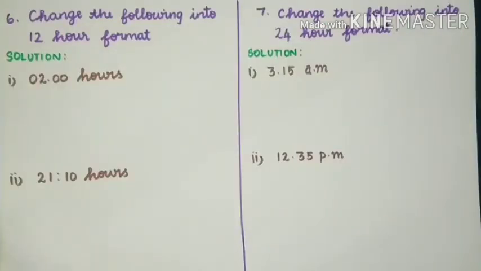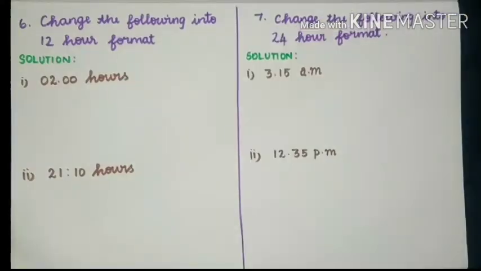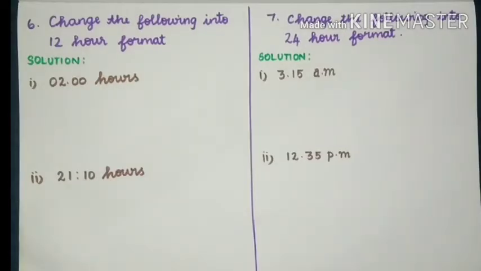6th sum. Change the following into 12-hour format. Students, as we already know, to convert 24-hour format into 12-hour format, we have to subtract it with 12. Students, keep in mind it is very important. If the given hour is less than 12, no need to subtract it with 12. Just write it with AM. If it is greater than 12, you have to subtract the given hours with 12.